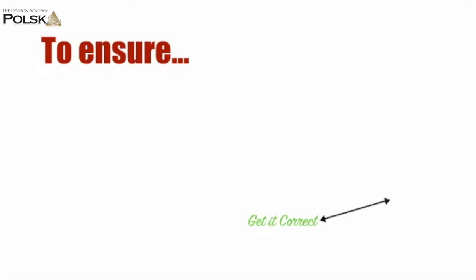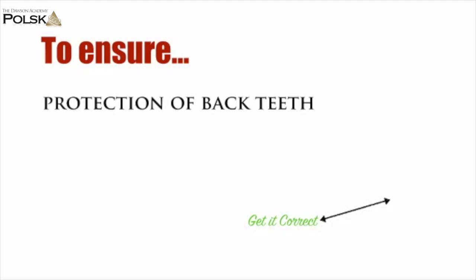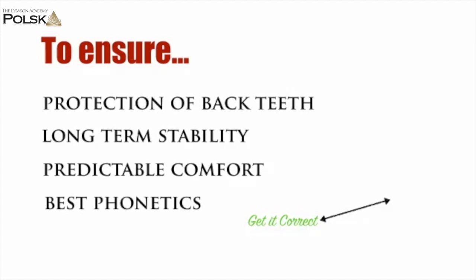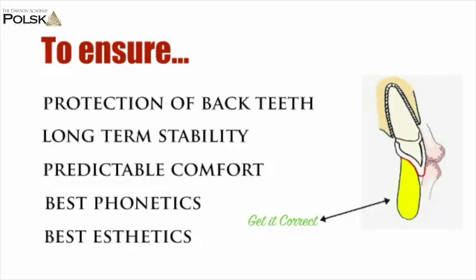So, when we think about the envelope of function, and if we want to ensure protection of the back teeth, long-term stability, predictable comfort, and the best possible phonetics and best possible aesthetics, we must get this envelope of function correct. So on this slide, the area that's in yellow, this is where we say the rubber meets the road. This is where all the functional contact and influence of the anterior teeth will be influencing the envelope of function.